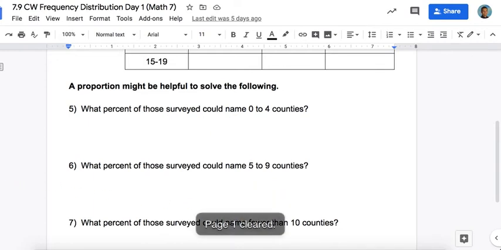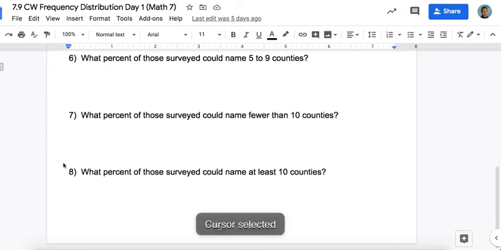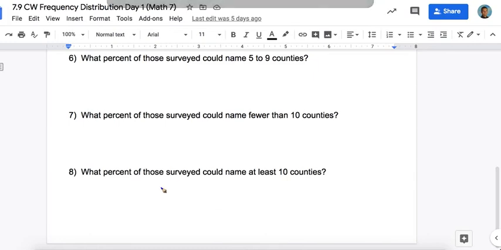Okay, now some of you probably used a different method, and I'll show you that method for the last 2. It's okay if you did the percent method all the way through. This one said what percent named fewer than 10 counties. So we had to look at all the counties that were less than 10. So that would be 5 to 9 and 0 to 4.